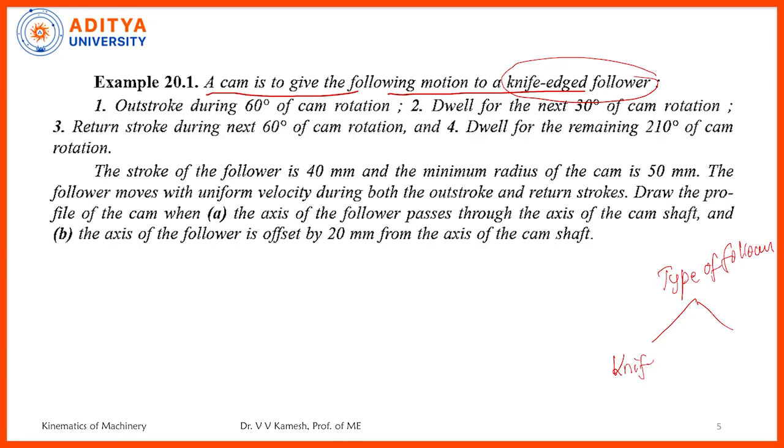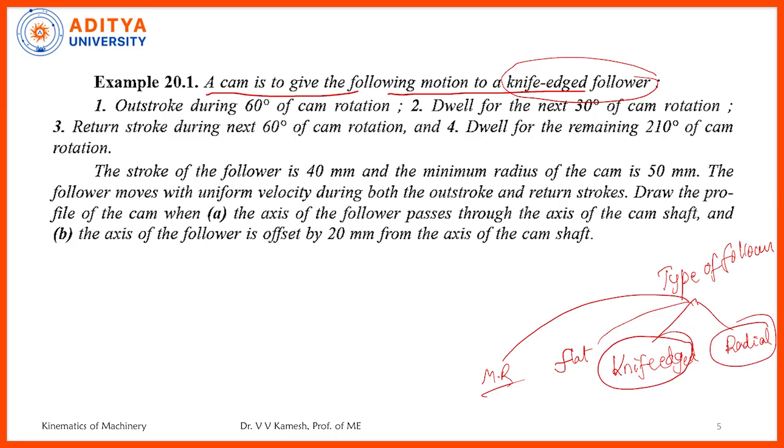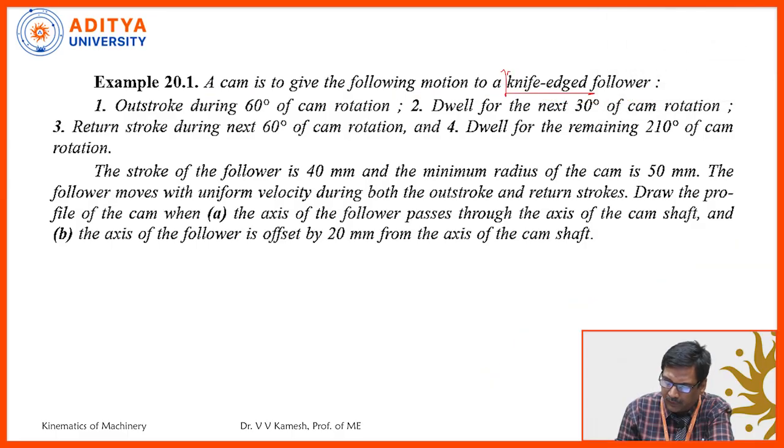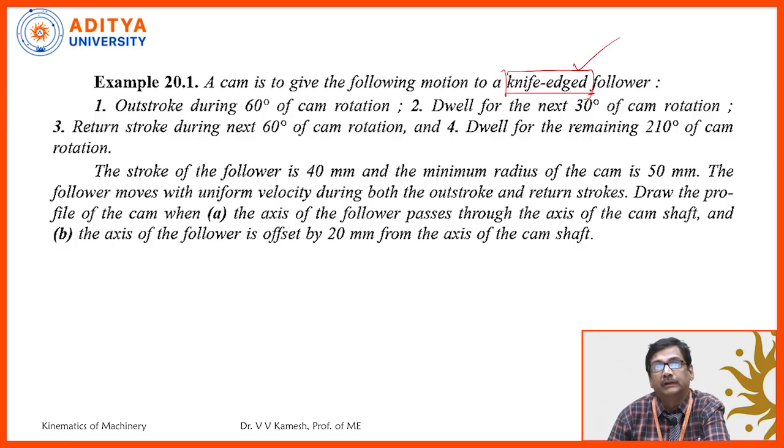Generally, most of the time we will have a knife edged follower. Next we have the radial follower. Next we have another model, the flat follower. Next some other varieties, like the mushroom variety. So, the major ones are knife edged and radial. Out of these, in this problem it is given as knife edged, which is the easiest one in the cam follower problems.